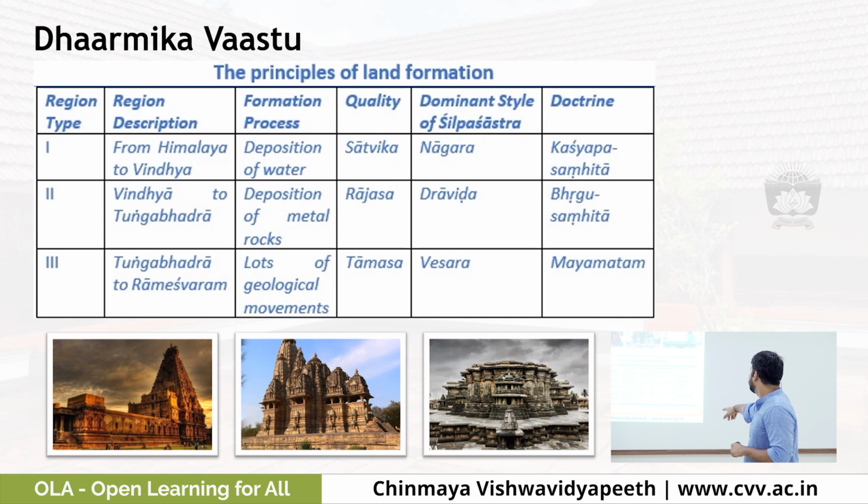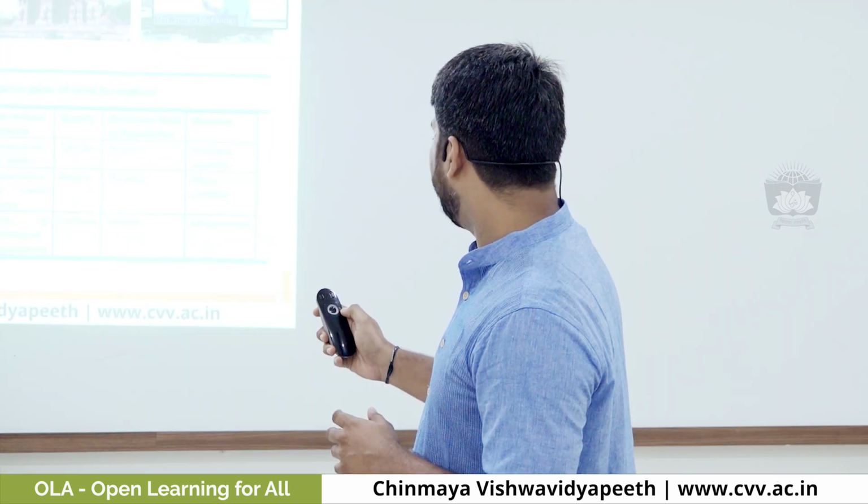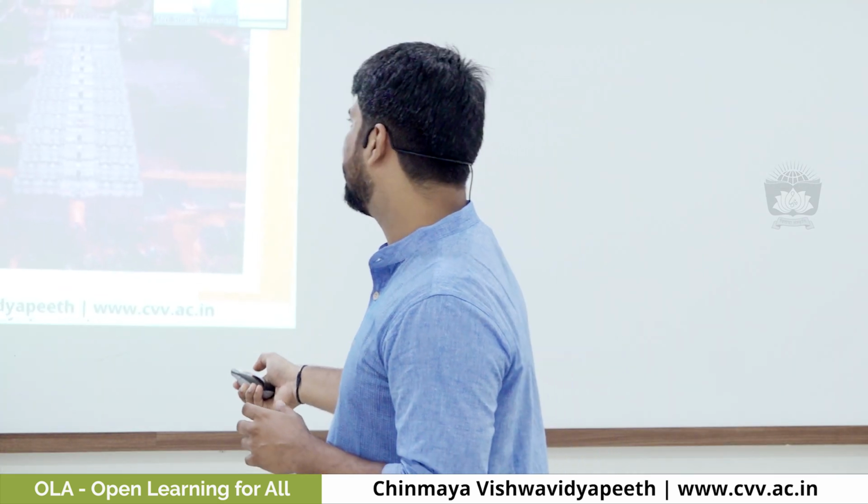And these are the principal texts which suggest these models. So for Nagara, it is Kashyapa Samhita. For Dravida, Bhrigu Samhita, and then Mayamatam. And based on this, we have temples built.